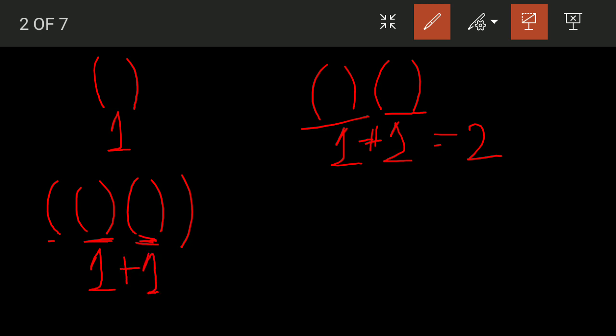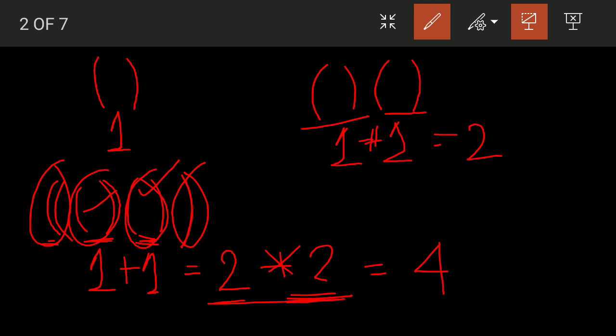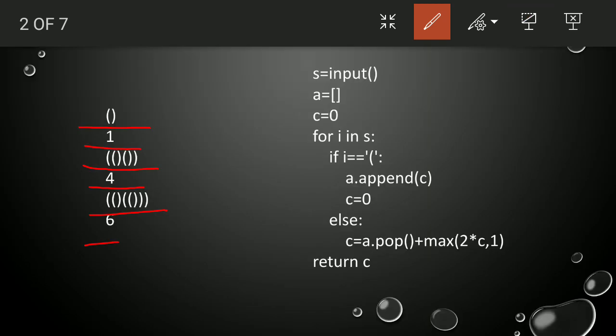And this bracket and this bracket are inside some other bracket, so that will be multiplied with 2. So 1 plus 1 is 2, and as these brackets are inside some other bracket, it is multiplied with 2. So its output is 4. Is it clear? Now I will tell you the last one.